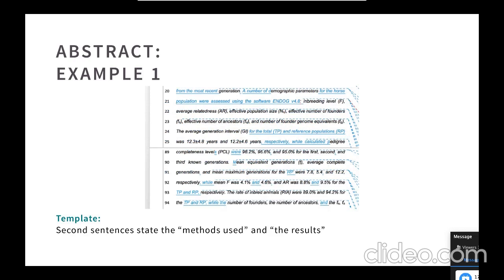The second sentences, and again, if you cast your mind back to the why questions that we talked about a little bit earlier in this presentation, tell the reader what the methods were and what the results were. How did you do the study and what did you find? That's the second section, those second few sentences in the middle of the abstract itself.